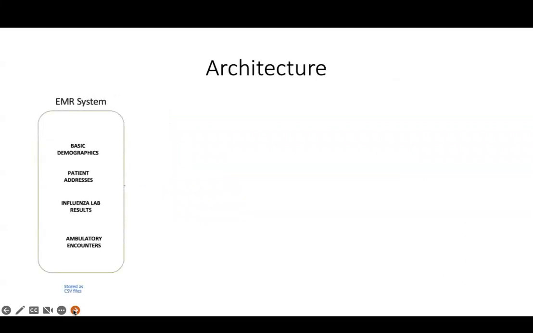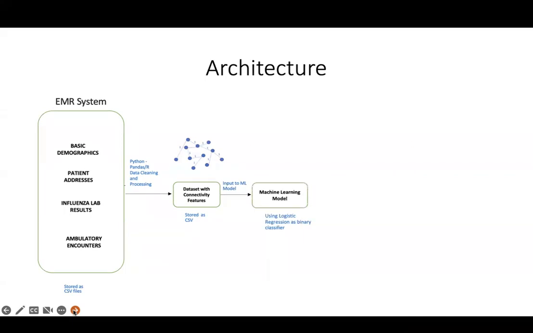All the required data was obtained in the form of CSV files from the EMR system, which were then cleaned and used to generate features like exposure levels, type of exposures, and school levels. This data was then fed into a machine learning algorithm called logistic regression, which acts as a binary classifier. The idea of using machine learning is to predict if a person gets infected or not, given the features generated from EMRs.